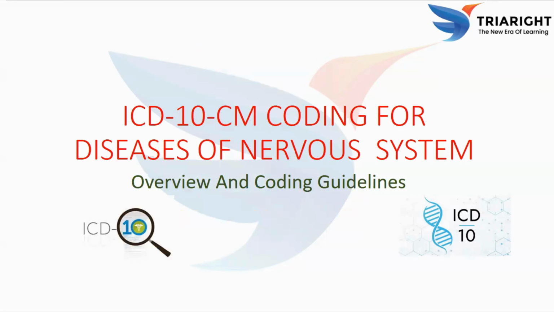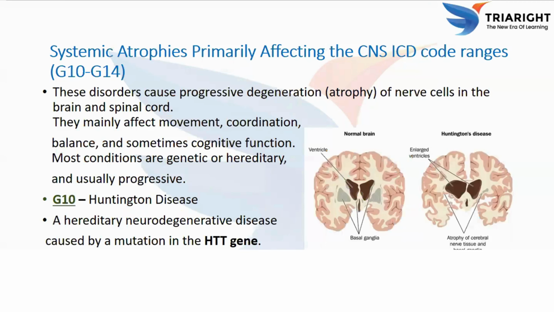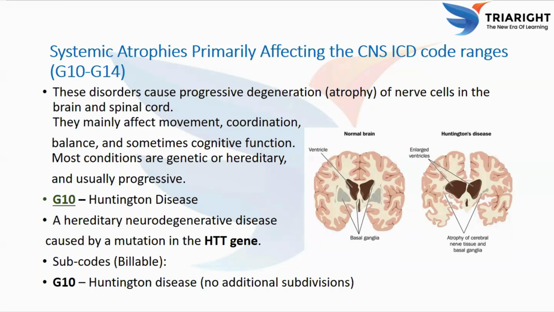Learn about the ICD-10 coding classification for the diseases of the nervous system. In this video, you are going to learn about the systemic atrophies, which are code ranges from G10 to G14. So what is it? These ICD-10 codes describe a group of diseases where nerve cells in the brain and spinal cord slowly deteriorate. This deterioration is called atrophy.